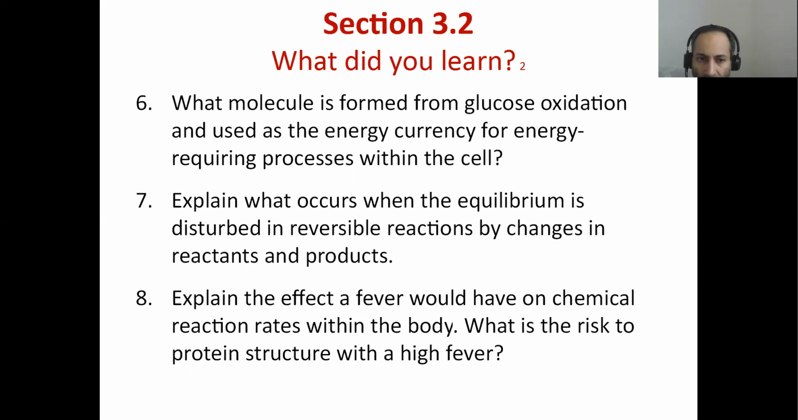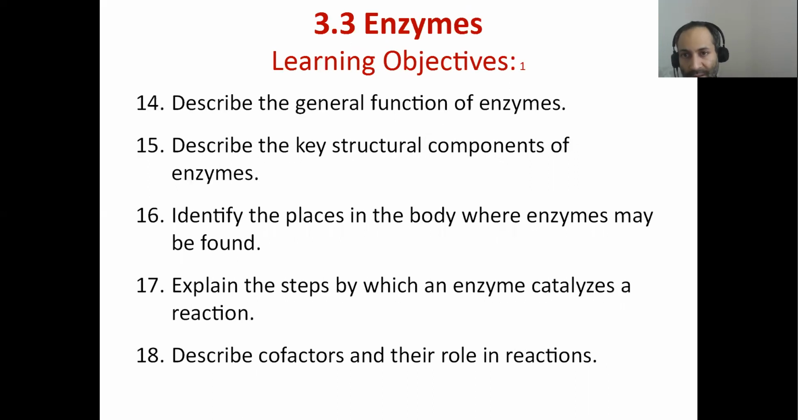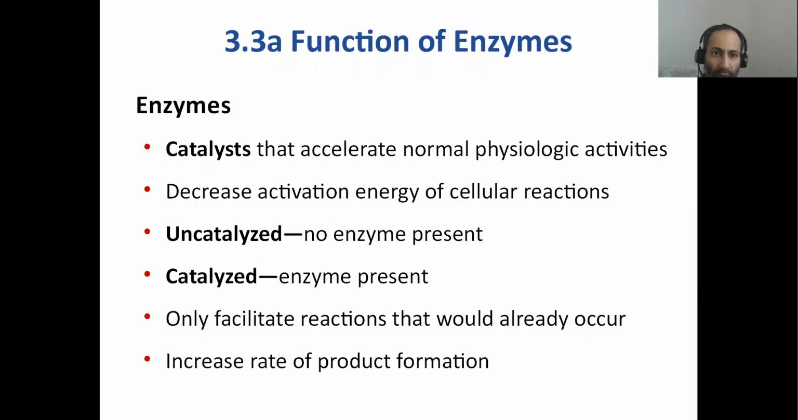Explain the effect a fever would have on chemical reaction rates within the body. So when your body temperature goes higher than 98.6 degrees Fahrenheit, like 99 or something, your chemical reactions speed up. But if it goes too high, too hot for longer periods of time, the risk is your protein structure of the enzyme becomes denatured, and denatured enzymes don't work. So that's the risk of high fever. It will denature your enzymes. Your metabolism will come to a halt. You can't live at that point.